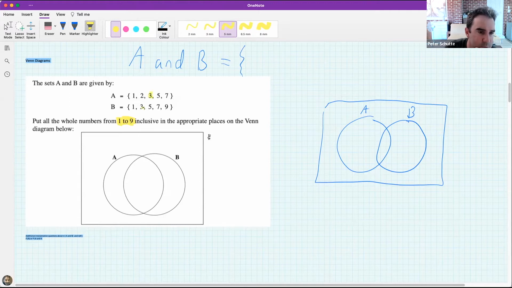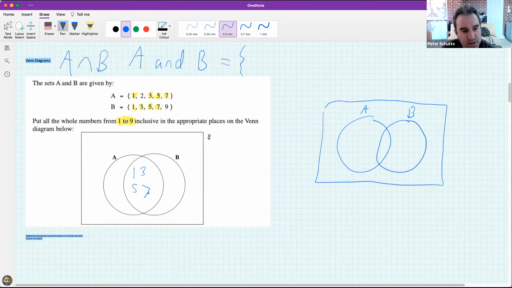I see the number 3 is in A and B, and the number 5, and the number 7, and the number 1. So the elements that are in both of these, for me, are going to be 1, 3, 5, and 7. So we say that this is the intersection of A and B. Sometimes people use almost an unhappy face for "and".